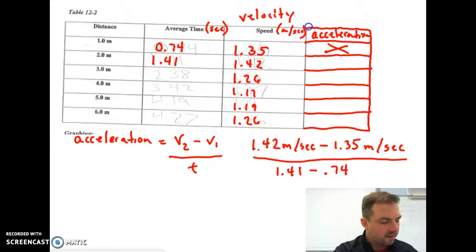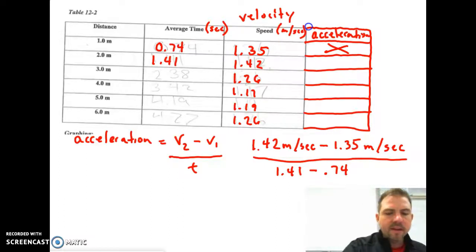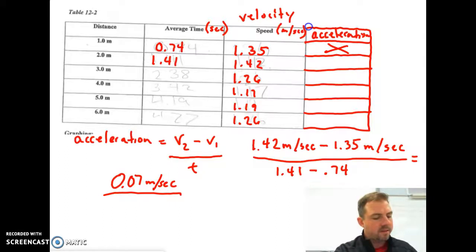I'm just going to have my calculator off to the side here. Just going to do a little math to figure this out. All right, so I'm going to enter in 1.42 minus 1.35, which equals, all right, so now I'm going to move down here, rewrite the problem. So now I have 0.07 meters per second. That is the change in speed, all right, that's the change in speed over how much time went by when that was taking place.